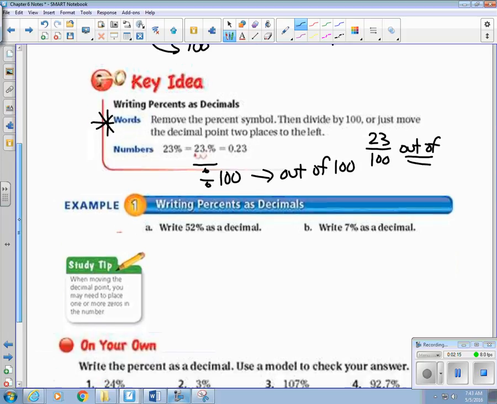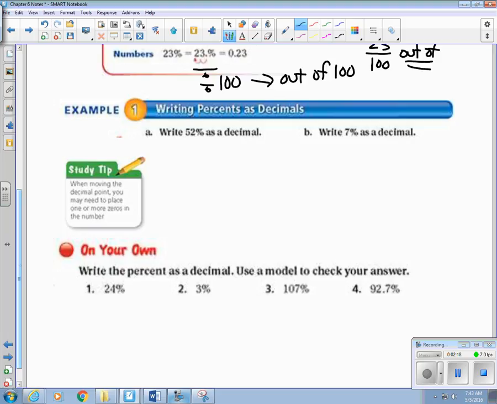So let's just go ahead and do some examples. Writing percents as decimals. Letter A, write 52% as a decimal. So the rule that was stated above says remove the percent symbol. So we're going to remove that, and we have just 52. And then it said to move the decimal point 2 places to the left. I don't have a decimal point here, so I have to imagine where would it be? Where could I put a decimal point that still doesn't change the value of the number that I'm looking at? So if I put a decimal point right here to the right, it's still worth 52.